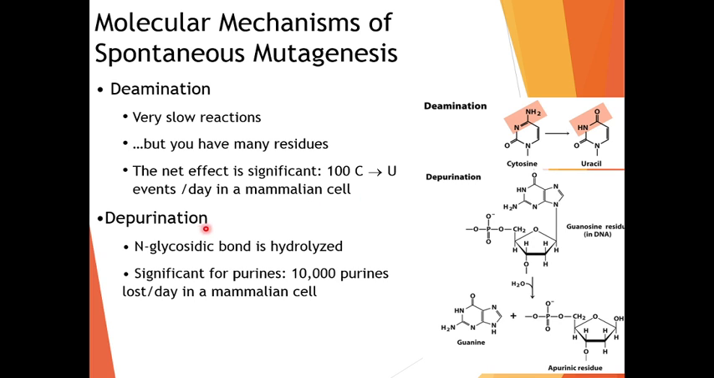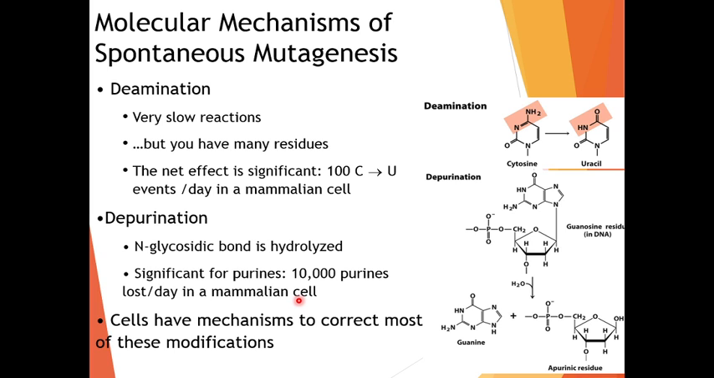The next event is depurination. The N-glycosidic bond is hydrolyzed. For example, in case of guanosine, as you can see, this bond is the N-glycosidic bond, where this nitrogen is connected to the ribose, can get hydrolyzed to give guanine and an apurinic residue. This is significant for purines. About 10,000 purines are lost per day in a mammalian cell. Cells have mechanisms to correct most of these modifications. It's a good thing.